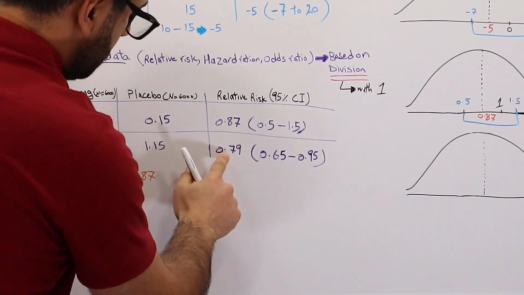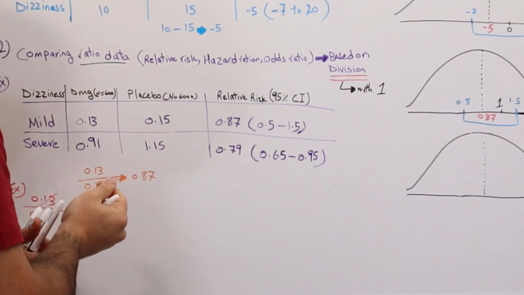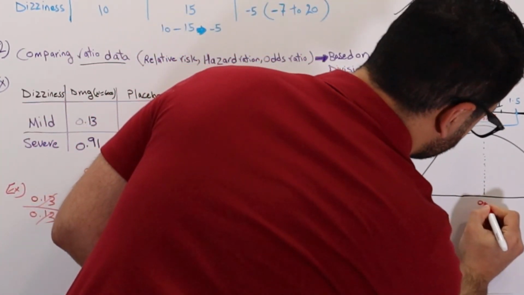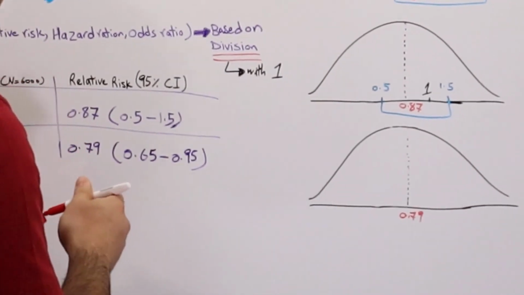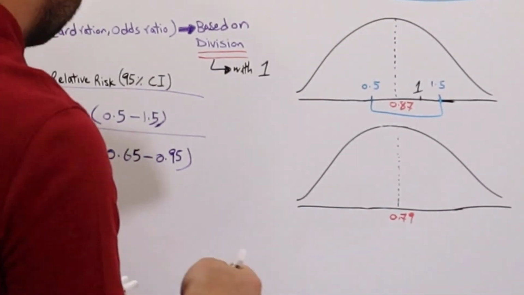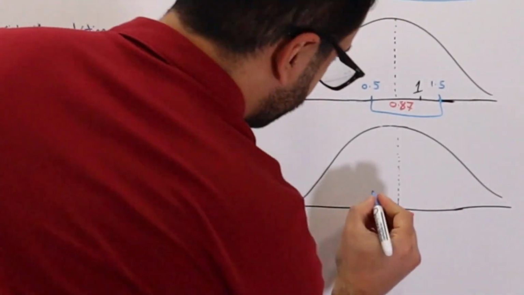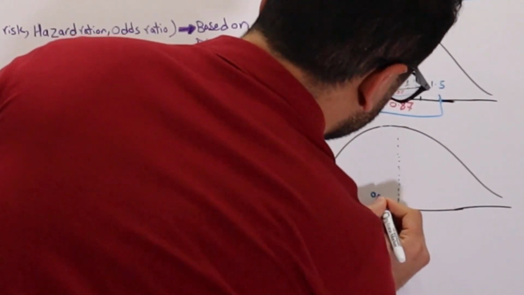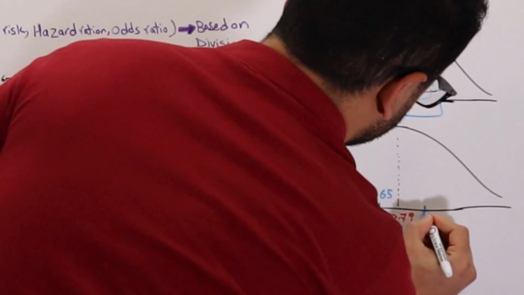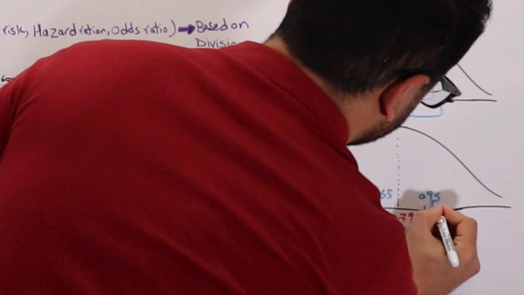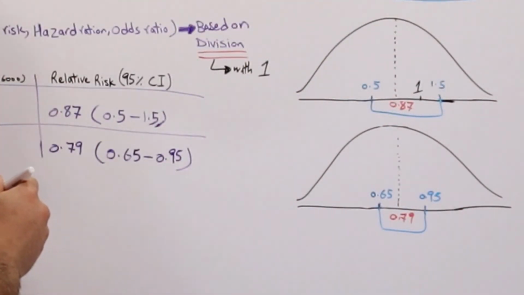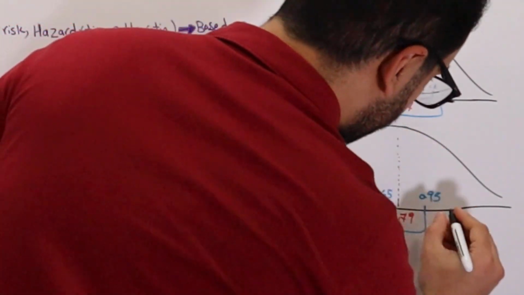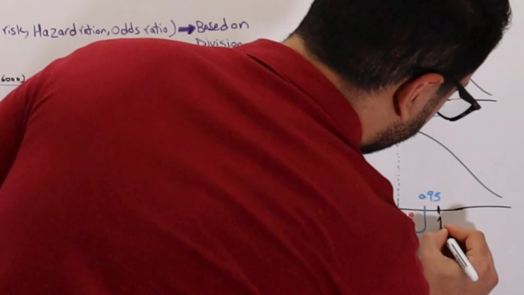So we have 0.79, and we have the range of 0.65 to 0.95. So we have this range over here, right? And looking at this range, it does not include number one because number one would be somewhere down there.